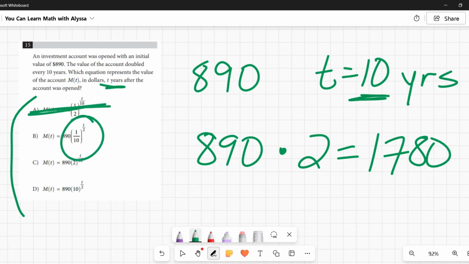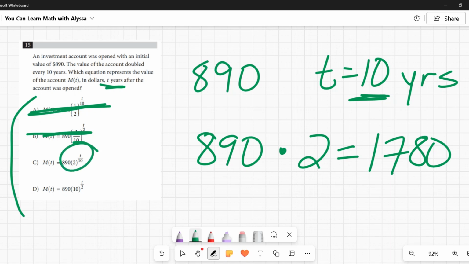Next one. I think you can see where this is going. We've got 1/10 to the power of t over 2, or 10 over 2. 1/10 to the power of 10 divided by 2, or 5. 1/10 times itself 5 times. Is that going to get me to 2? Nope. That's just going to get smaller and smaller. It's going to be like a 10th, a 100th, a 1,000th. Nope, that's out.